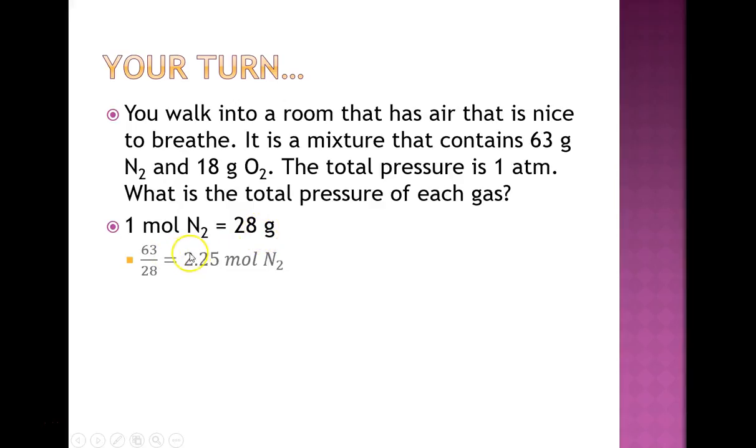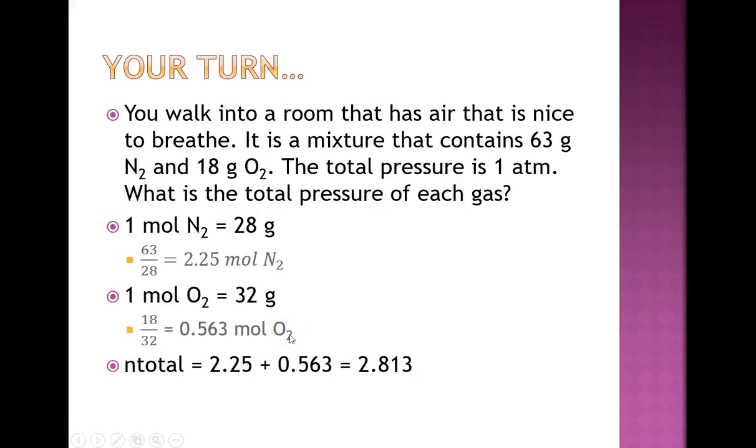Thus, to determine the number of moles of nitrogen, we take how much is present, 63 grams, and divide it by the value of 1 mole. So we have 2.25 moles of nitrogen gas in this mixture. 1 mole of oxygen, if you remember, is 32 grams. So determining the number of moles of oxygen is taking what's present, 18 grams, dividing it by 32. And that yields 0.563 moles for oxygen gas.